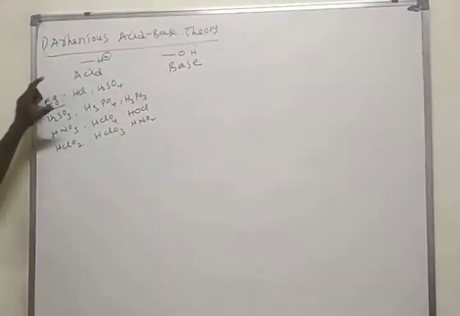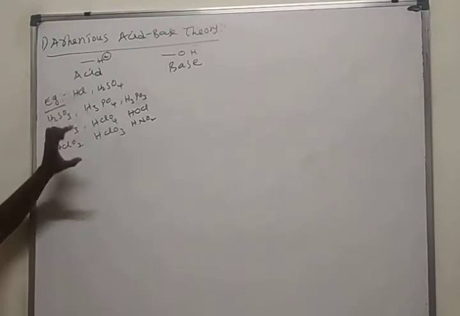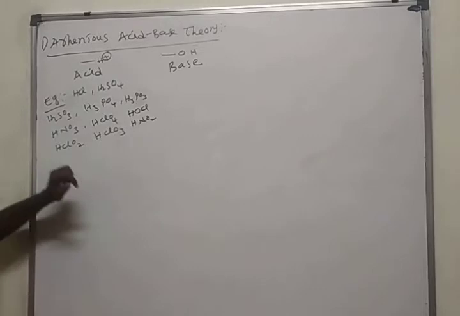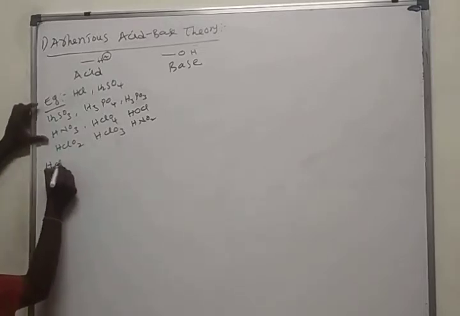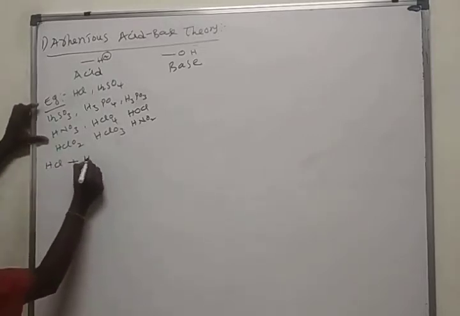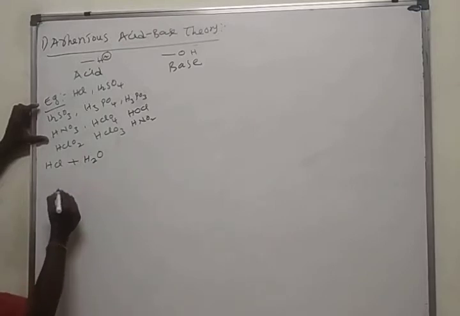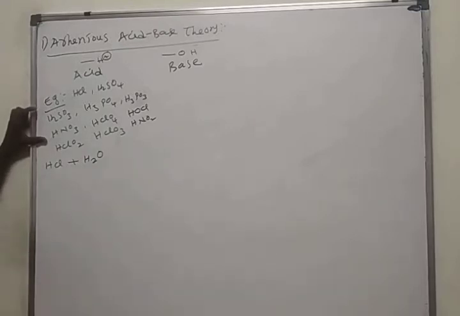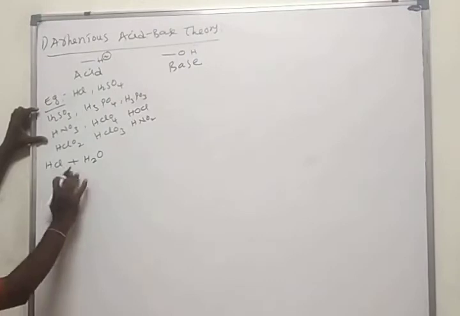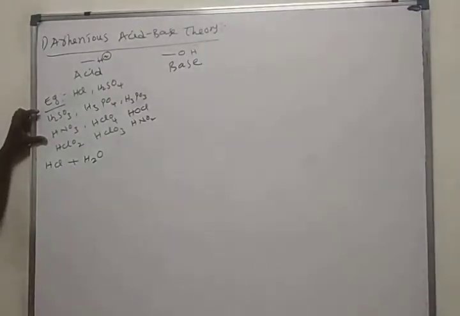So many mineral acids give H plus ion when they are dissolved in water. For example, hydrochloric acid. Actually HCl is hydrogen chloride, a gas. In the gaseous state it never gives the H plus ion, which means it never exhibits acidic nature.